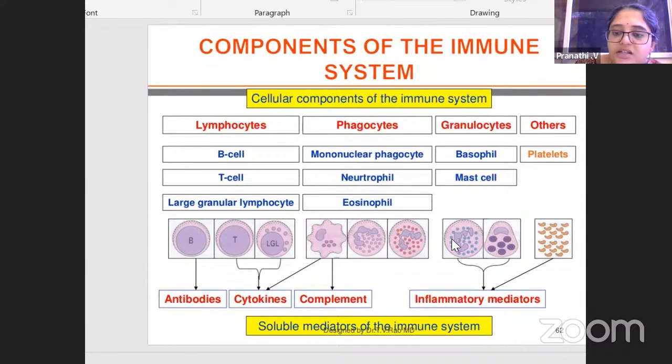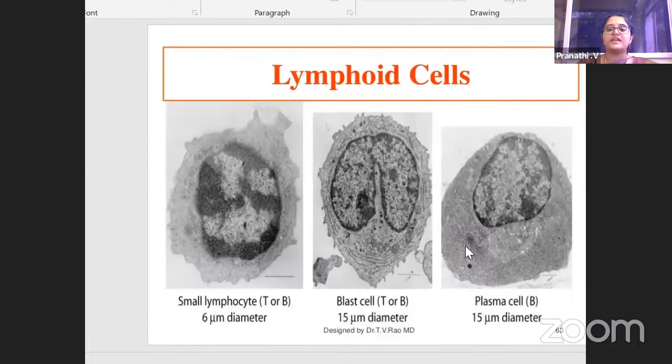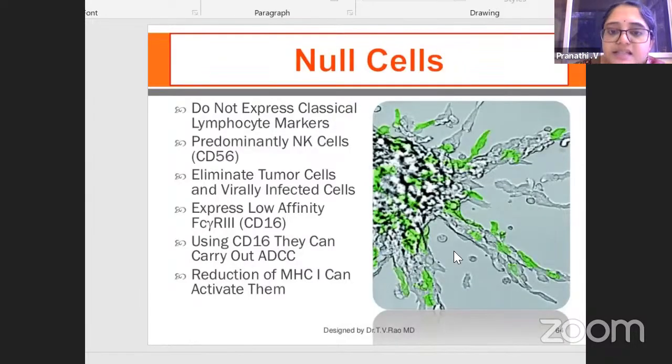These are involved as inflammatory mediators. These form the antibodies, these are the cytokines, and this is the complement system. Finally, all of these are soluble mediators in the immune system. All of these are your lymphoid cells: small T or B cells, blast cells and plasma cells. These are the null cells, and your natural killer cells, an example being CD56 that is present.